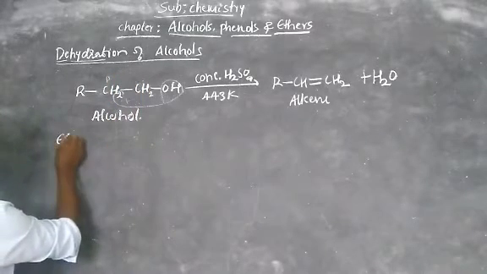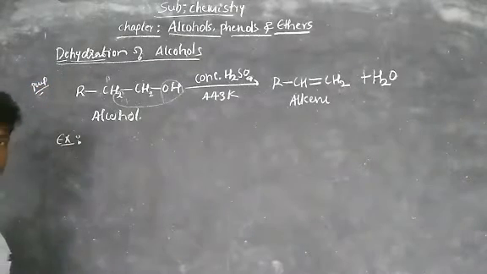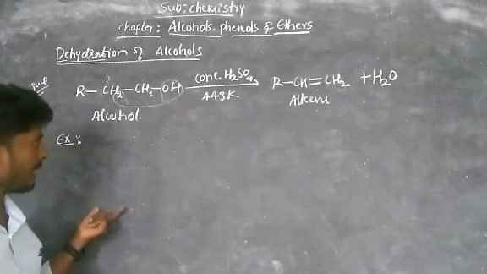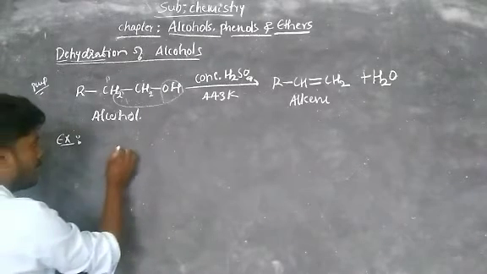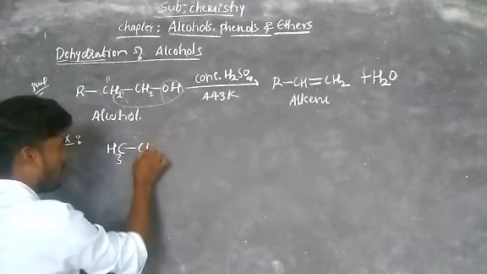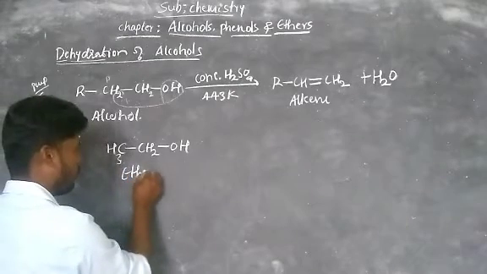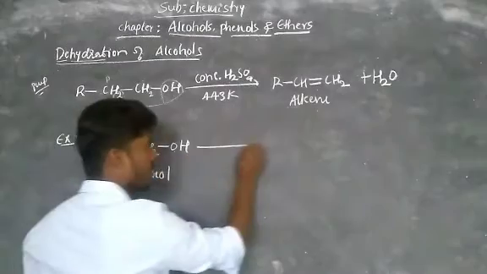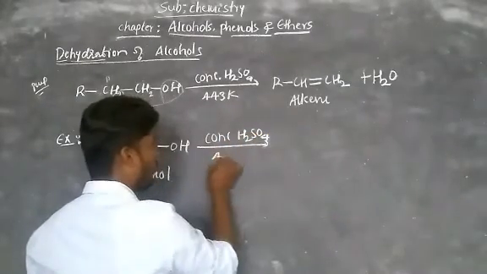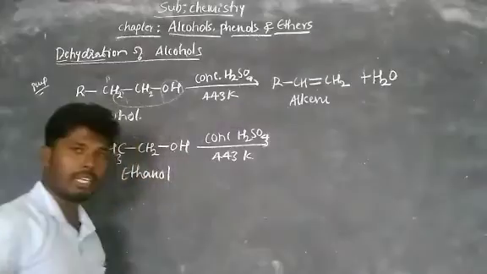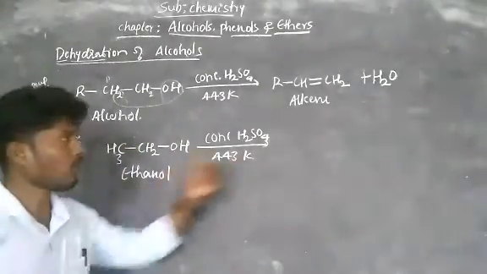Now take an example. Very important for exam. Definitely they ask the mechanism for 4 marks. Later we will study the mechanism after learning the reactions. Now example, take ethanol, CH3-CH2-OH. This is what? Ethanol. Now this ethanol is treated with concentrated sulfuric acid, H2SO4 at 443 Kelvin. So they ask in the exam, explain dehydration of ethanol into alkene.